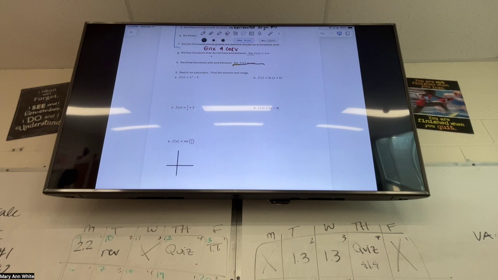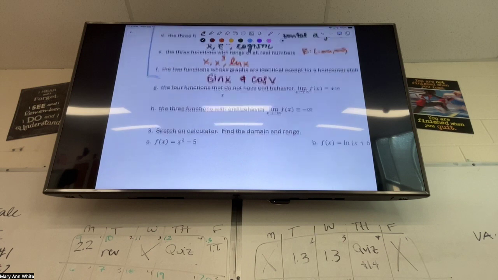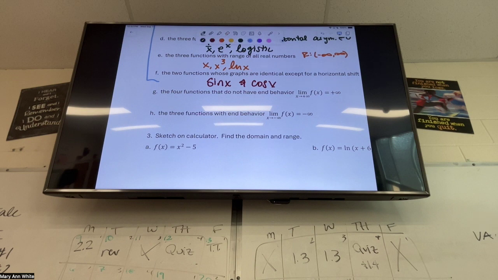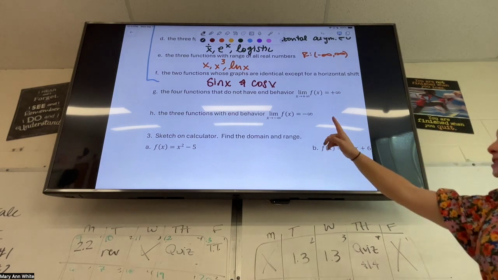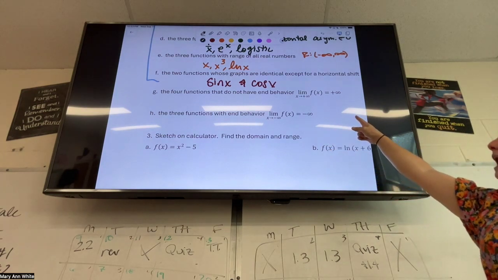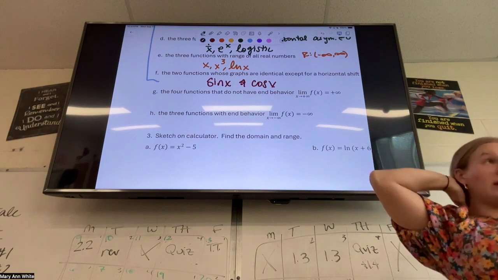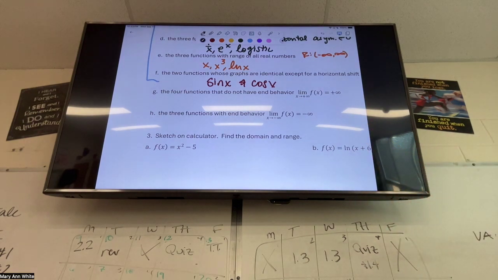We actually need to finish this little part right here. I asked you to have your end behaviors finished. I'm not going to come check those, but I asked that you had those done for today. And we didn't get to G and H before we left yesterday. So I want us to go back to our BFFs and look and see which four functions don't have the end behavior: as x approaches positive infinity, my function approaches positive infinity. And then we'll find the three that have the end behavior of as x approaches negative infinity, f of x approaches negative infinity. So let's go back and look at our end behaviors again. We did most of those, if not all of them, in class.